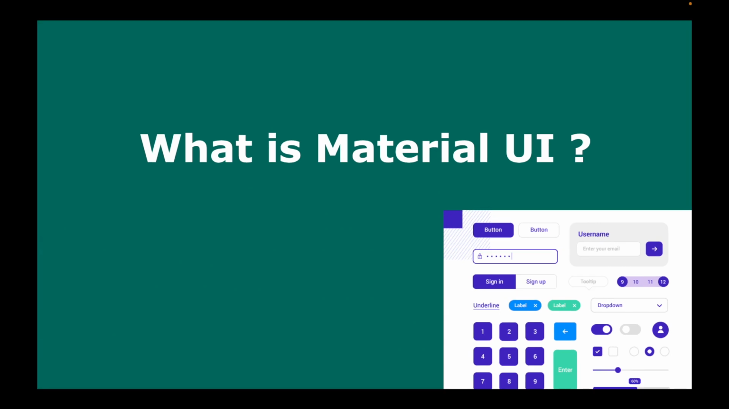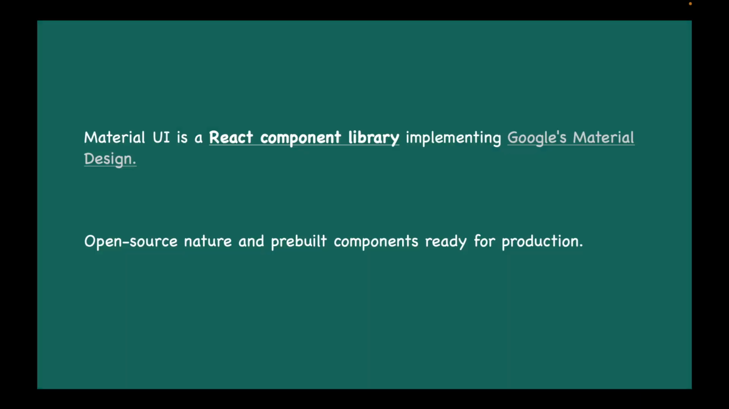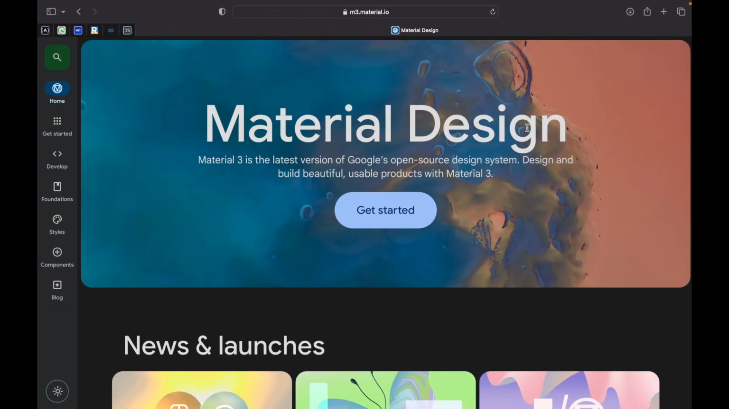So let's start with discussing the actual meaning of Material UI. Material UI, you can say, is a React component library. If you are familiar with React, then you must be aware of the component systems. So in Material UI, you are basically going to get a set of components which are following some guidelines, and these guidelines are known as Google's Material Design. And let me show you what is Google's Material Design.